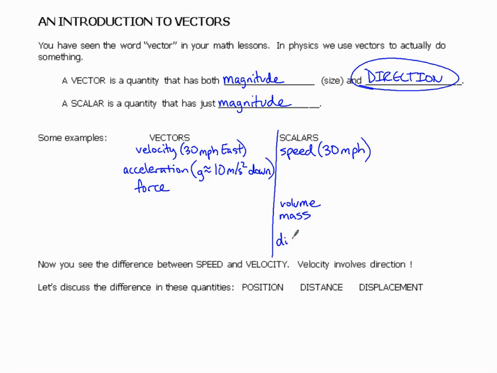Another scalar is distance. Distance is a scalar, things like 30 meters. It doesn't tell you much except for the magnitude. It needs to have a direction if you want it to be a vector. The vector equivalent of distance is displacement. Displacement includes both distance and direction, and that's how they are different. So now you see the difference between speed and velocity. Velocity involves direction.